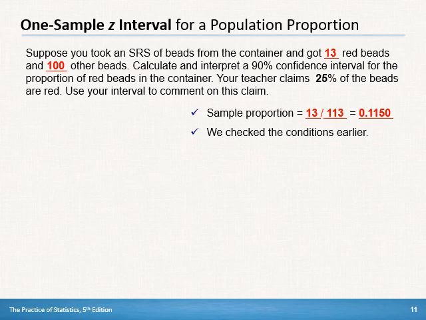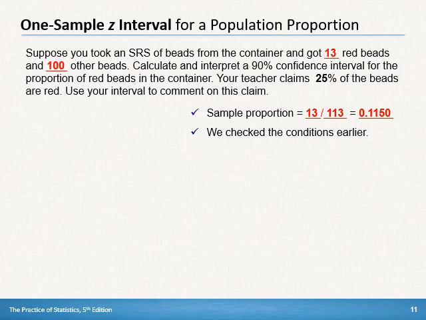Okay, so suppose we take another sample from our container of beads. And in that sample, we got 13 red beads. We got 100 other beads that were not red. All right, so we want to calculate and interpret a 90% confidence interval for the proportion of red beads in the container. Now, that last sentence we're going to talk about in a minute, but let's assume we don't know what p is. Now, your teacher's claiming that 25% of the beads are red. We'll talk about whether or not our sample data and our confidence interval support that idea.